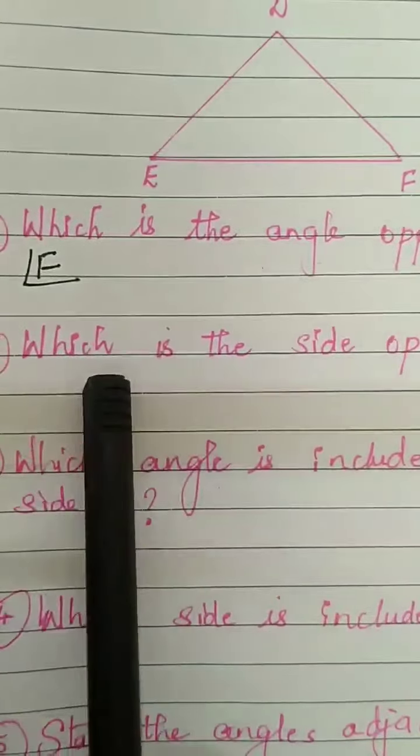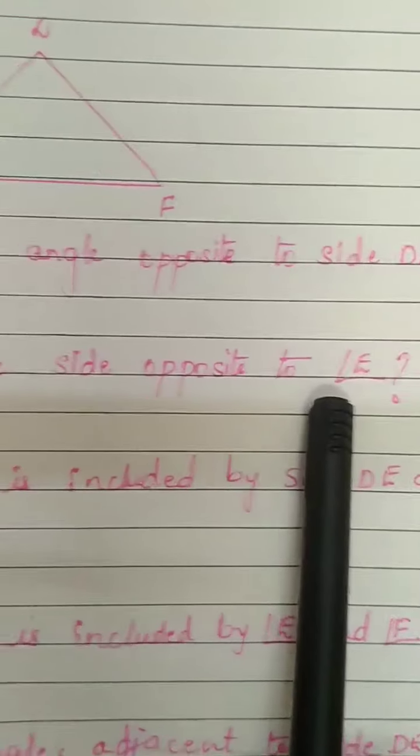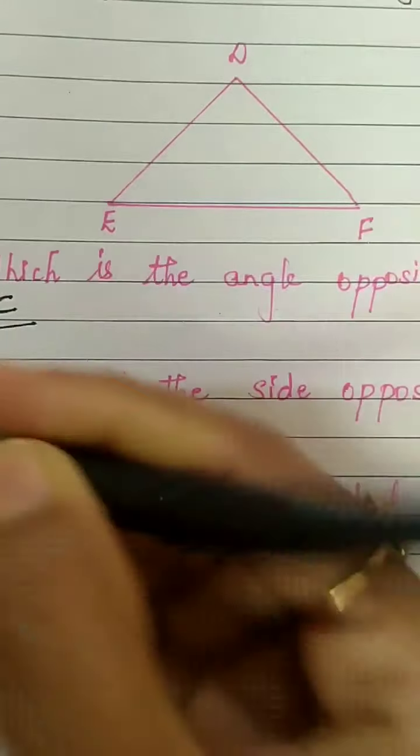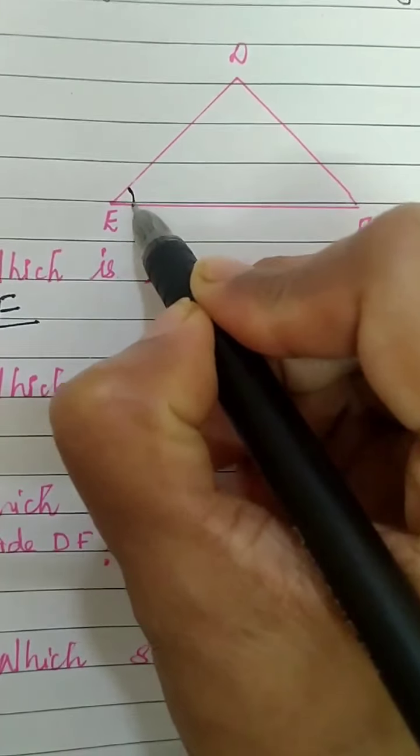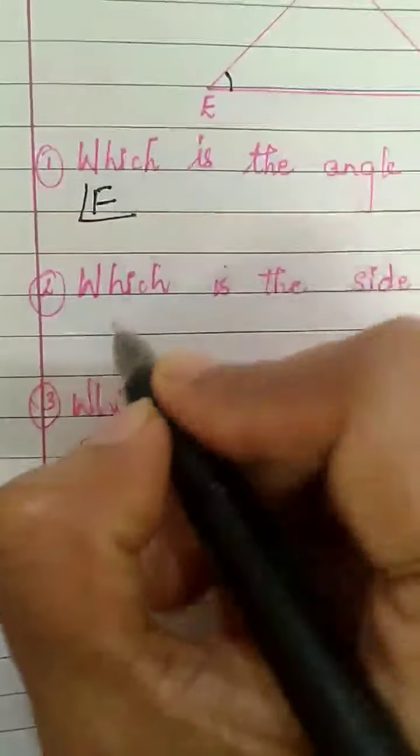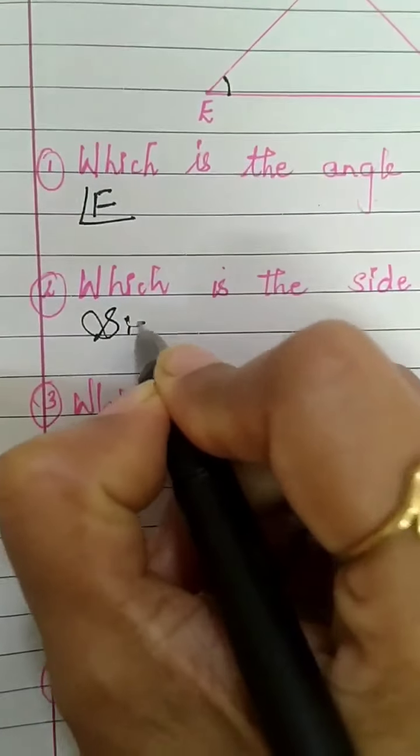Similarly, second question, which is the side opposite to angle E? This is angle E. Angle E's opposite side is side DF. So you will write side DF.